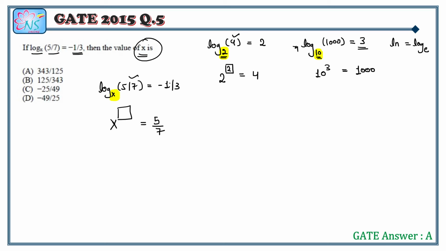Okay, and they have already provided us the answer, that is minus 1 by 3. So now we get this equation, x to the power minus 1 by 3 is equal to 5 by 7. So we can solve this and we will get our value of x.